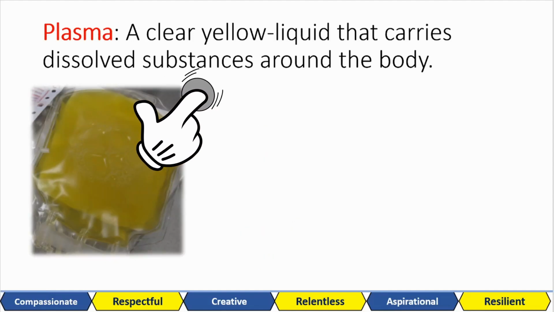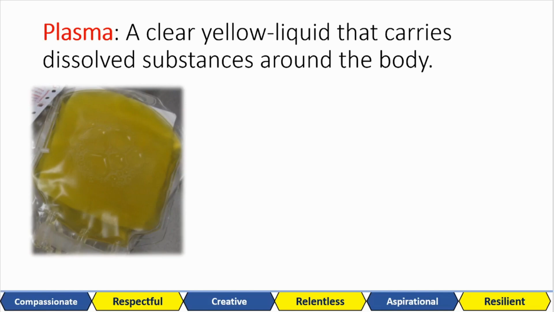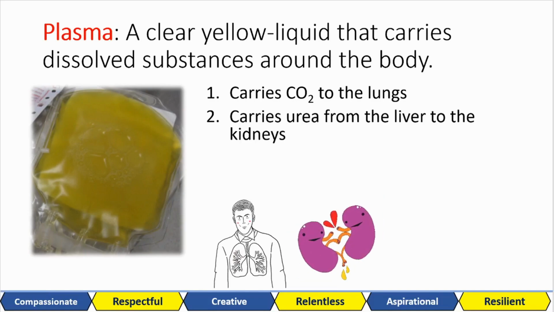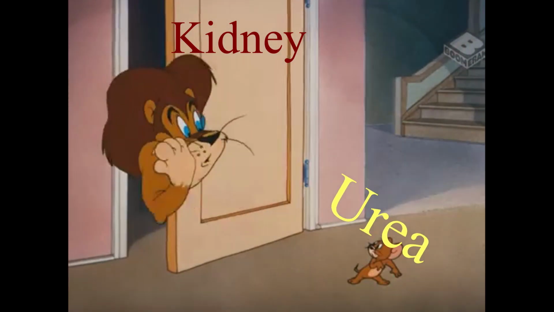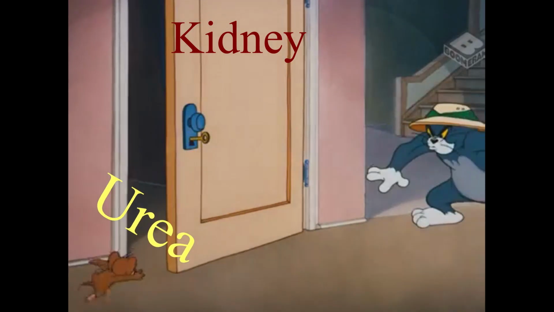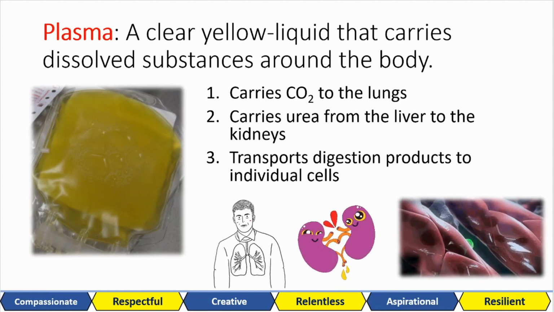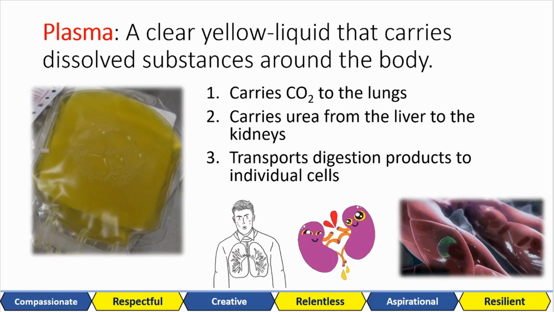Plasma is the liquid portion of blood, and it's what dissolves and carries the different substances and cells around your body. Some of the main functions are this. It carries carbon dioxide to the lungs. It carries urea from the liver to the kidneys. Urea is one of the main waste products in organisms. Finally, it transports digestion products such as glucose from the villi to individual cells so they can perform respiration.